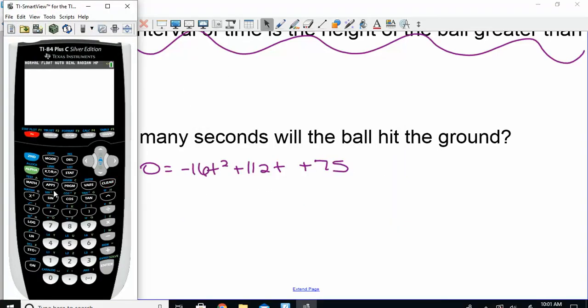So what I want to do is graph this. So I'm going to go to my y equals. And I'm going to put negative 16, and instead of t, you have to use the x button. So x squared plus 112x plus 75.